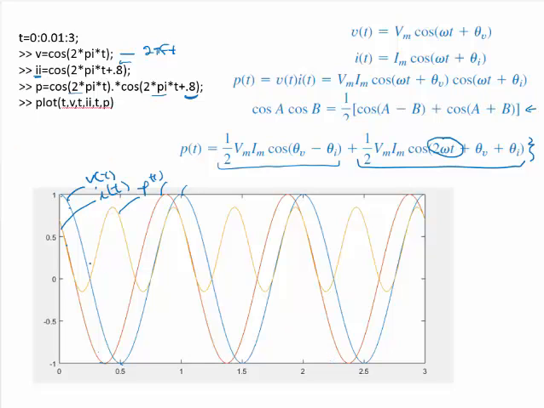But when you multiply the two together, which is the golden plot right here, the average of this sinusoid is not 0. So that's this term right here. And so we can see it mathematically, and plotting it, we can see that that's what happens.